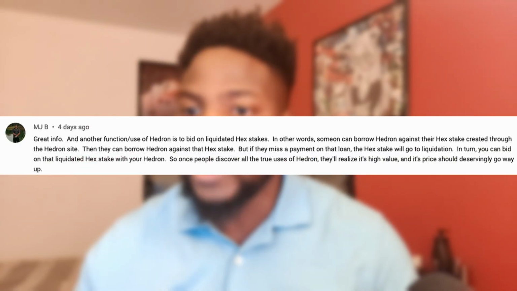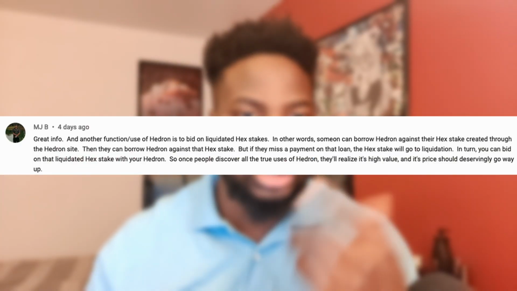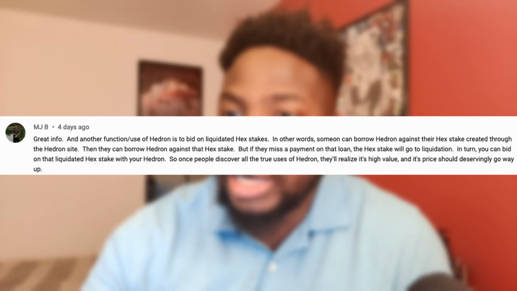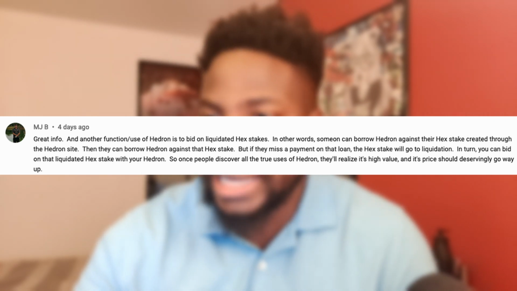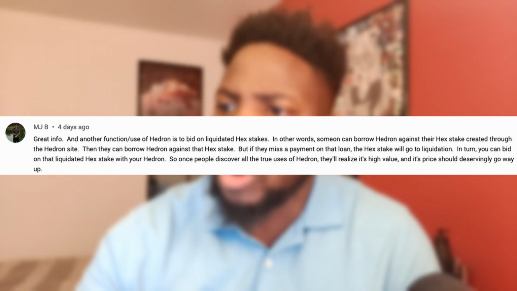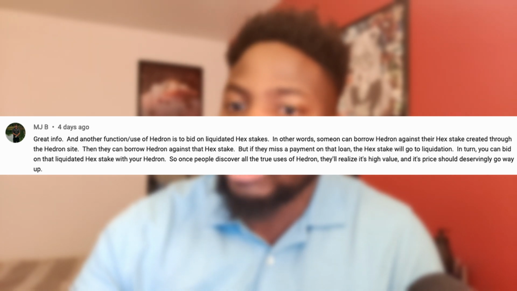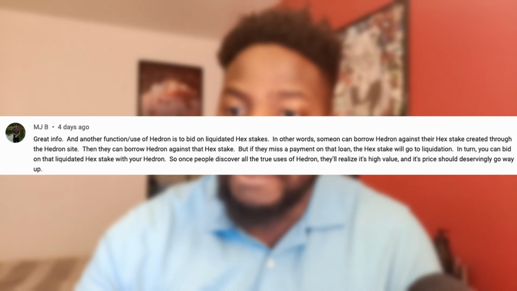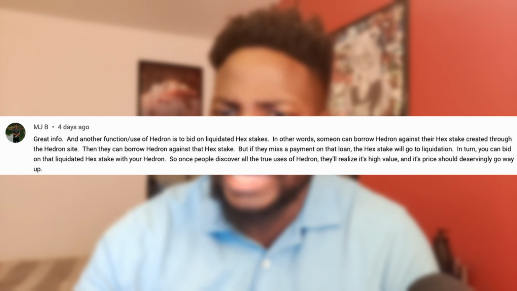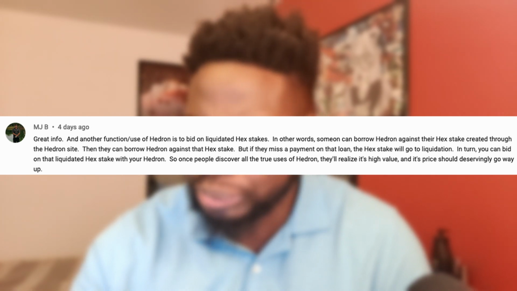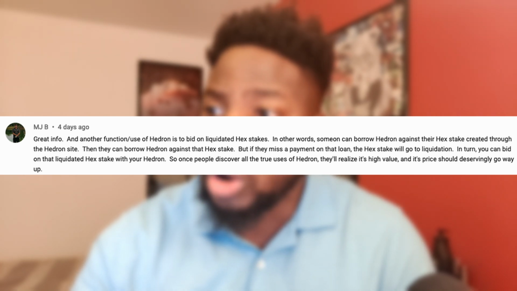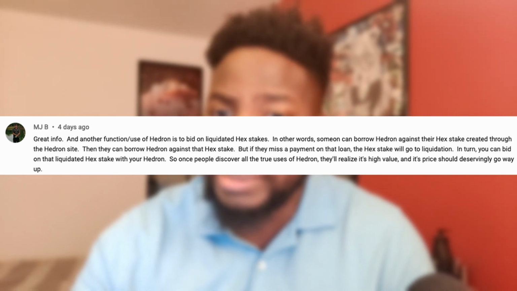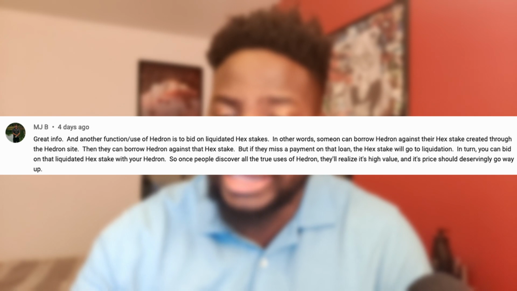Great info. Another function use of that token. He's talking about my video that I came out with. Look it up there. Use of it is to build on liquidated hex stakes. Okay, liquidated hex stakes. In other words, someone can borrow against their hex stake created through the site. Then they can borrow against that hex stake. I think he's just saying it again. But if they miss a payment on that loan, the hex stake will go to liquidation. In turn, you can bid on that liquidated hex stake with your tokens.